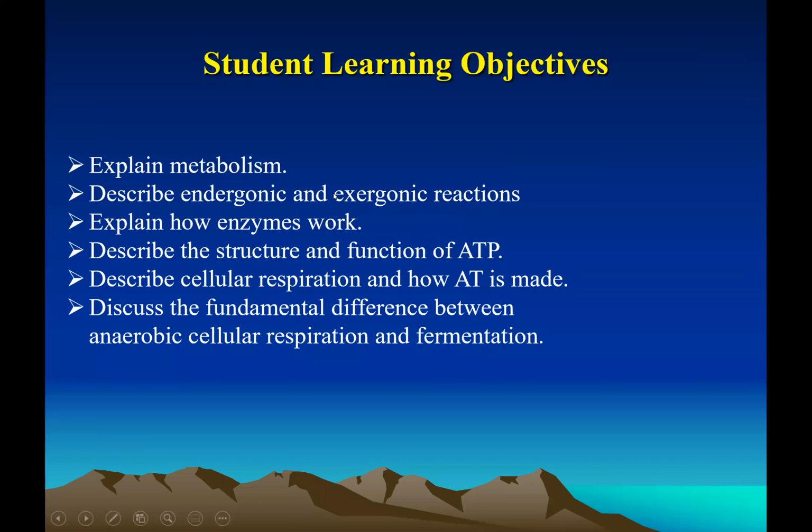And in order for metabolism to happen in our body, to maintain homeostasis, we need enzymes. They are like the workhorses in a cell. So we'll study briefly as to how enzymes work. We'll talk about the structure and function of ATP. And ATP is made by a process of cellular respiration in our cell. So we'll go over the steps of cellular respiration in this lecture.